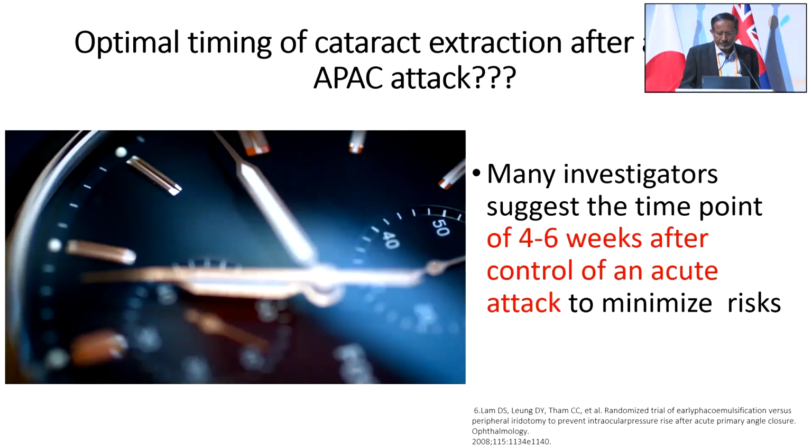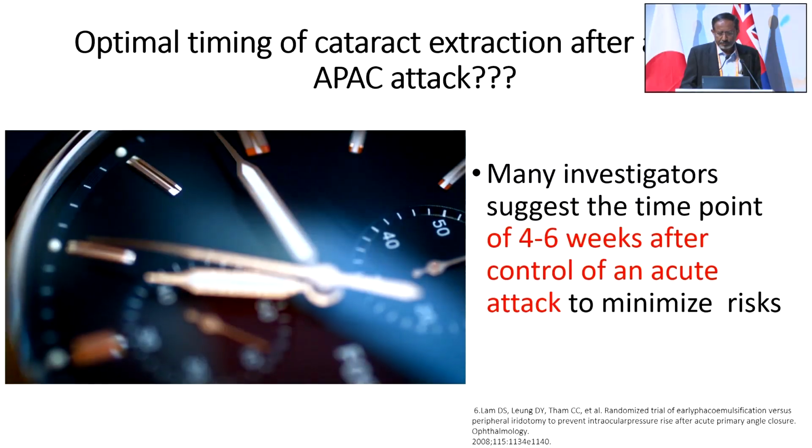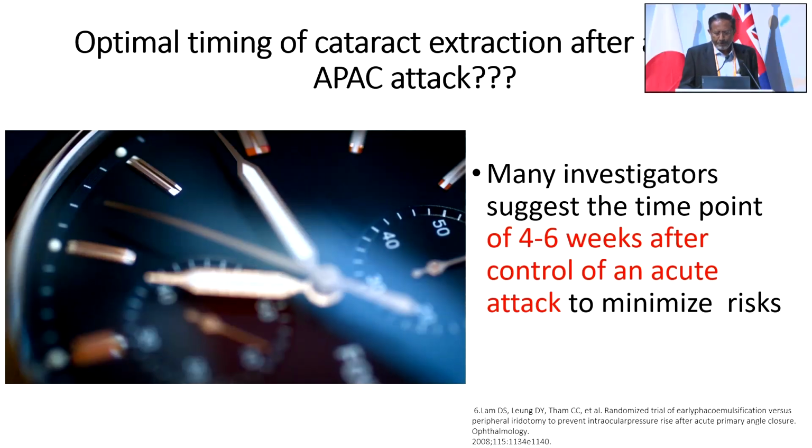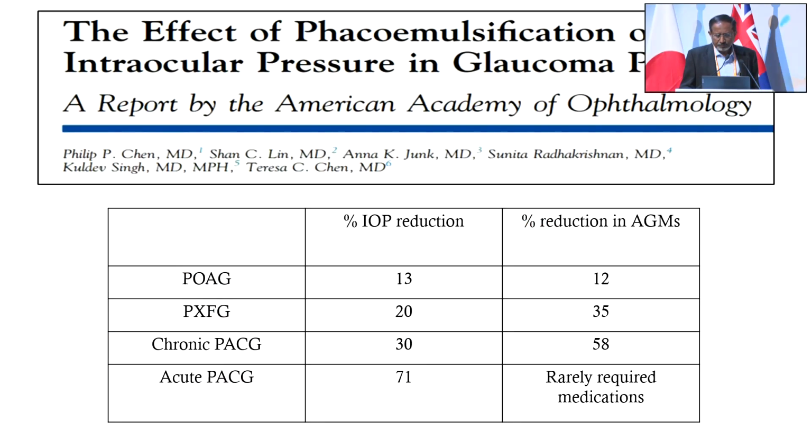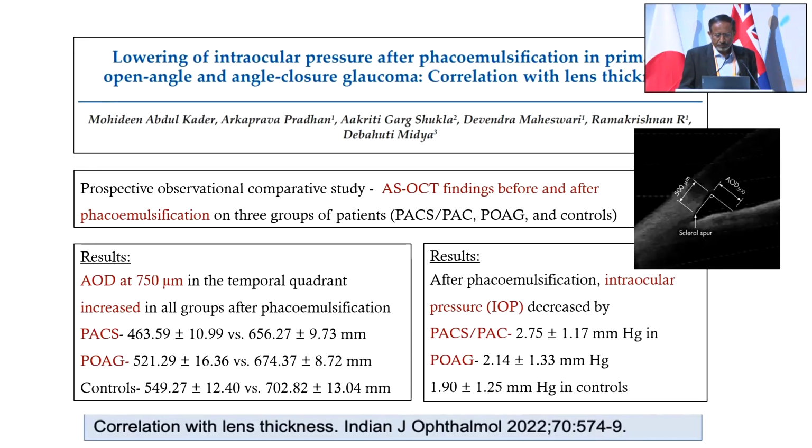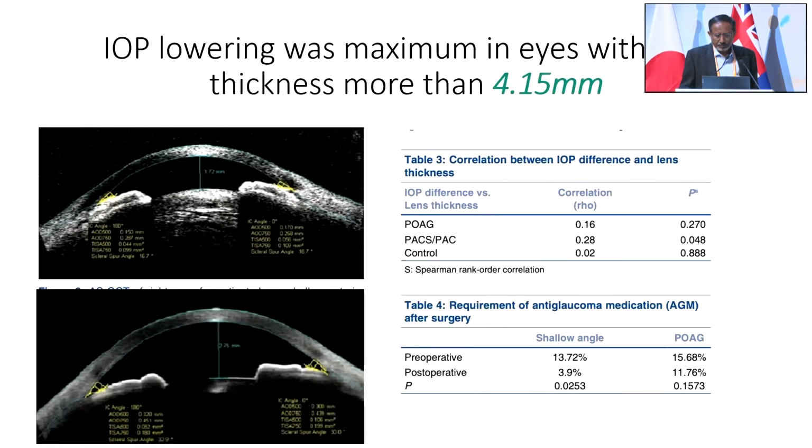So what is the optimal timing of cataract extraction after an acute attack? 4 to 6 weeks after control is suggested to minimize risks. Studies show that IOP and medications after an acute attack can be reduced by phacoemulsification, and lowering of IOP was found to correlate with lens thickness.